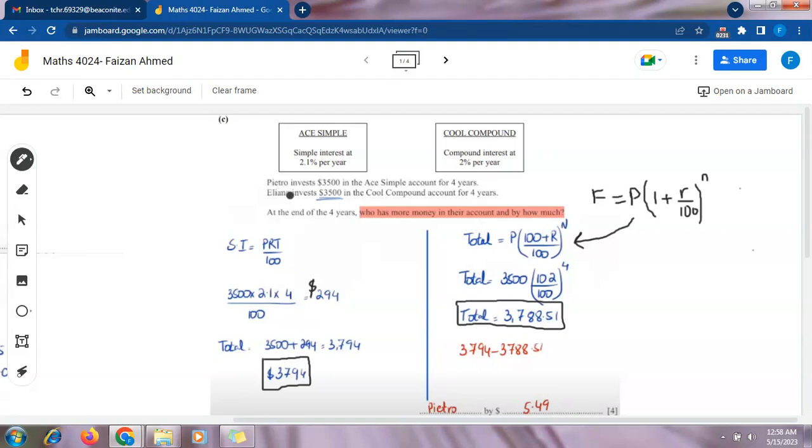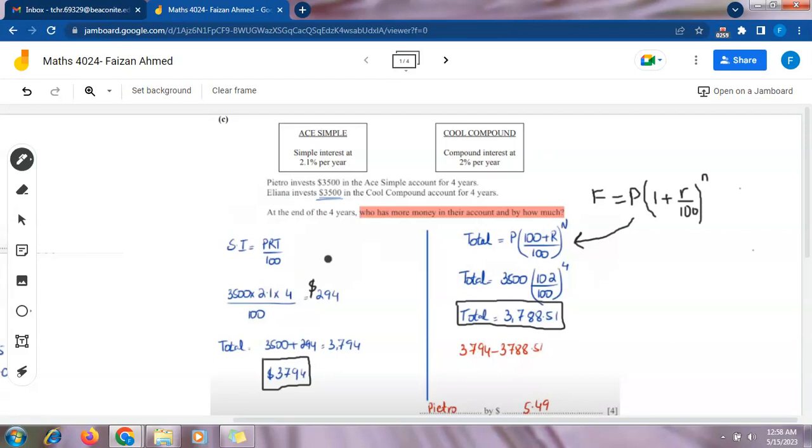So Pietro is getting an interest of $294 after 4 years, but we are interested in finding out the final amount. So we will just add this 294 to the principal amount. What is the principal amount? The principal amount is 3,500. So 3,500 plus 294 will give us $3,794, which is the final amount Pietro will get after 4 years when he invests $3,500 in the A Simple account.